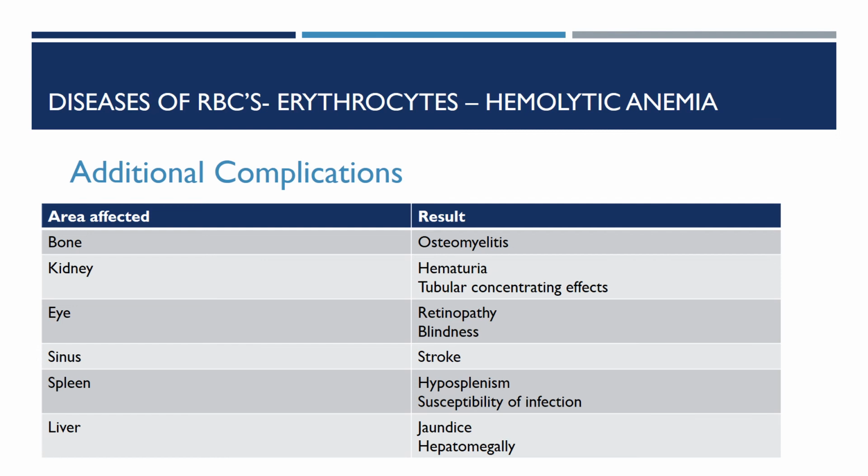Okay. Spleen, if we're releasing some of these products back into circulation, you can see the stroke occur. Hyposplenism. Okay. Now your spleen is just going to be overworked, so your susceptibility to infection might increase because now your spleen is doing all this other work. And then the liver, we're going to see jaundice and then hepatomegaly results. So hepatomegaly is enlargement of the liver. Jaundice is obviously from the breakdown of bilirubin.